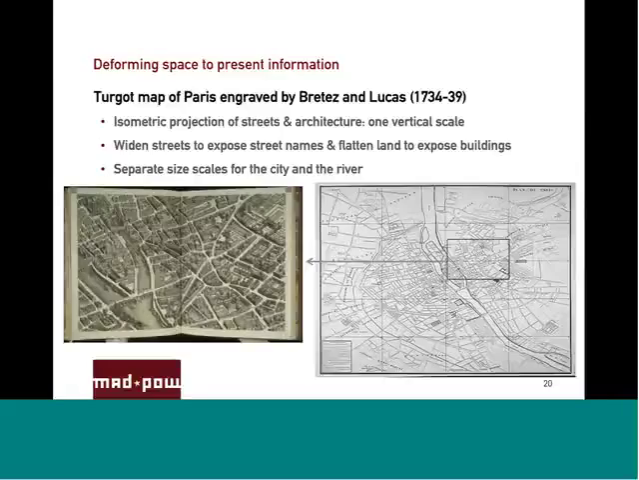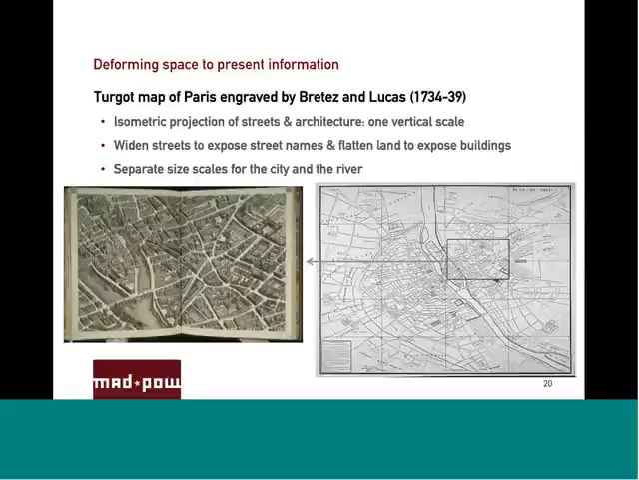It is a map that represents all of the buildings in the city of Paris at that time. Turgot gave them the right to visit and survey every building in the city, which they did over a period of about 13 months, and then did drawings to scale of every building in terms of how many windows it had, how many floors it had, where it was on the street.